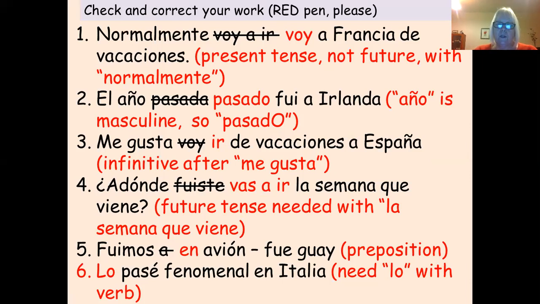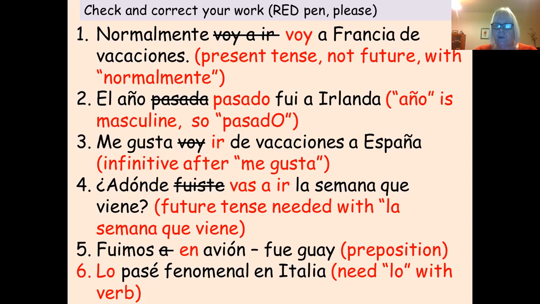The first one, it had normalmente voy a ir a Francia de vacaciones. Now, voy a ir is clearly wrong here because it's normalmente. So it should be voy. It's the present tense, not the future, when you're saying normalmente. So normally I go, normally I eat, normally I play football on Fridays. So normalmente voy.